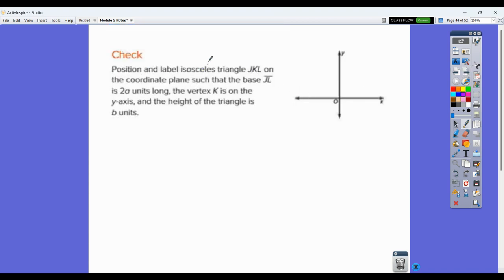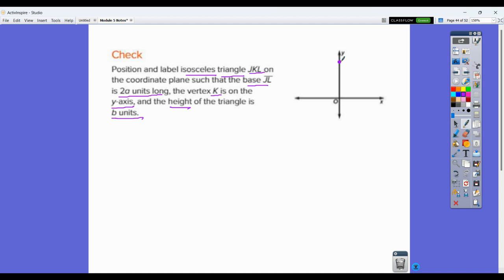Position and label isosceles triangle. Lots of information here. Isosceles triangle JKL on the coordinate plane such that the base JL, so we know that's going to be the base, is 2a units long. The vertex K is on the y-axis, and the height of the triangle is b units. So lots of information here. Now, the one thing that I look at this and I'm like, okay, it's got to be, is that vertex K is on the y-axis.